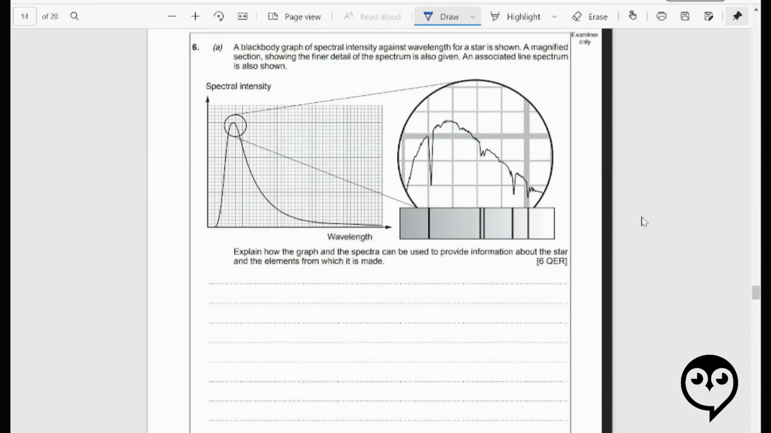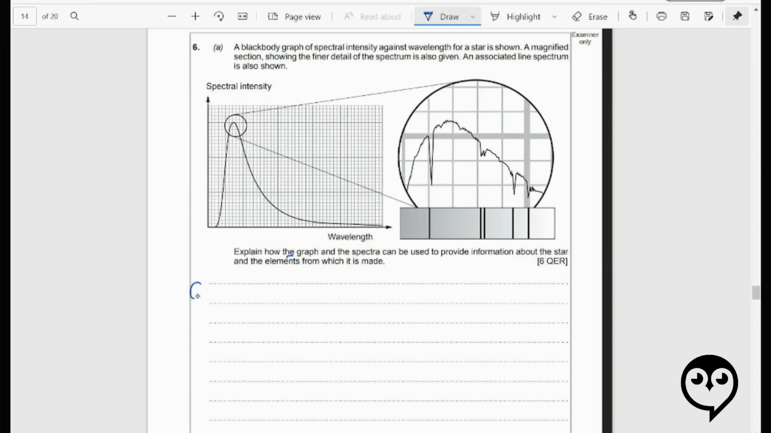Okay, this is the AS Unit 1 paper from 2018 for WJEC. A black-body graph of spectral intensity against wavelength for a star, which I'm sure you've all seen before. It's magnified, and it shows these little spikes, and they are associated with the line spectrum. Explain how the graph and the spectra can be used to provide information about the star and the elements from which it's made.